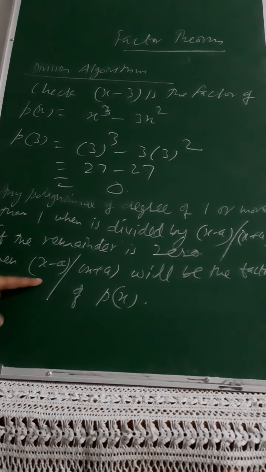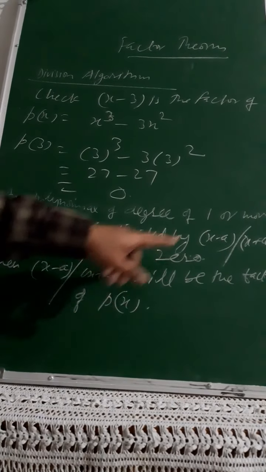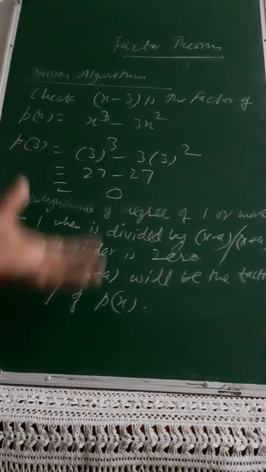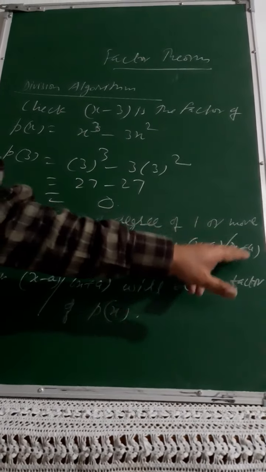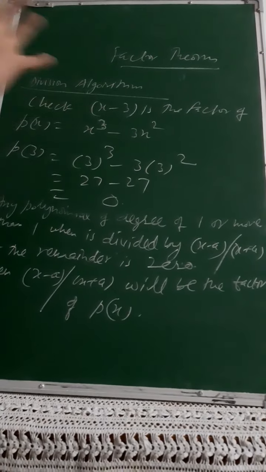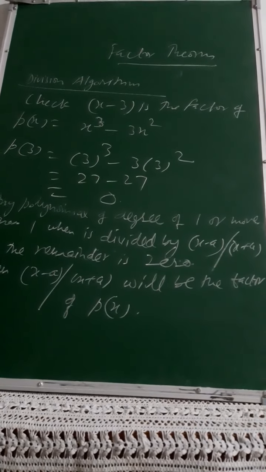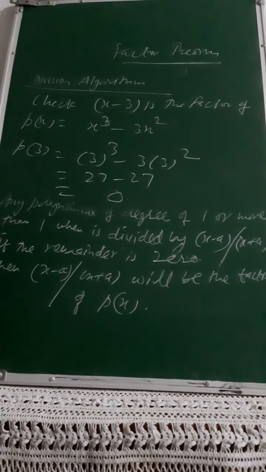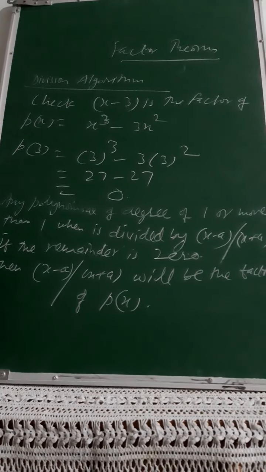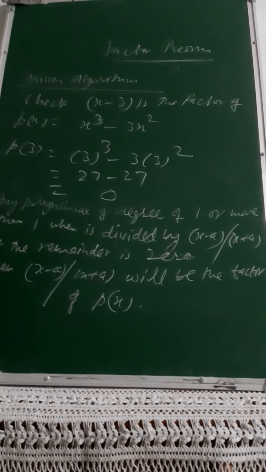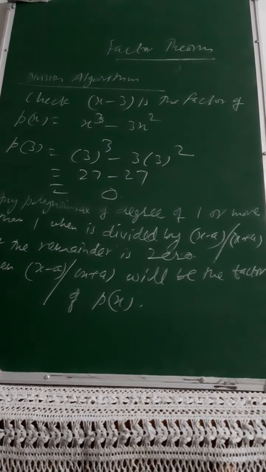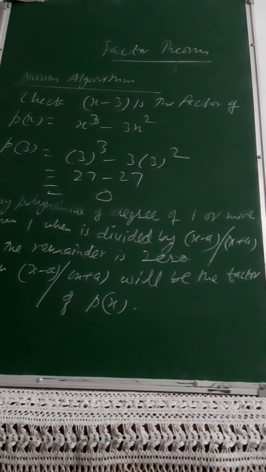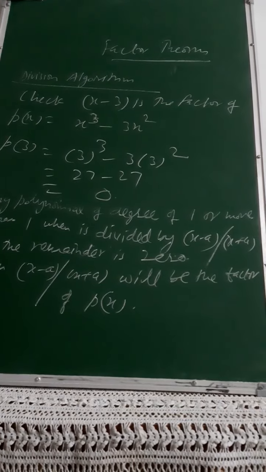So if your remainder becomes equal to 0, then the divisor will always be a factor, whether that is x minus a or x plus a. That can be there in two forms. Or if the remainder is not equal to 0, then you can deny that the given divisor is a factor of the given polynomial. So that is the application part which we have to apply in our exercise problems.